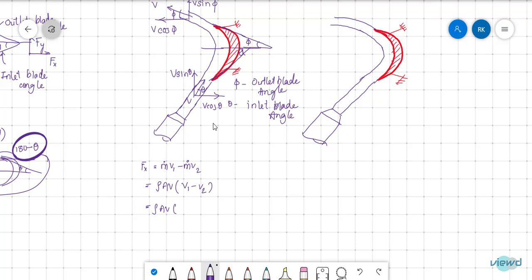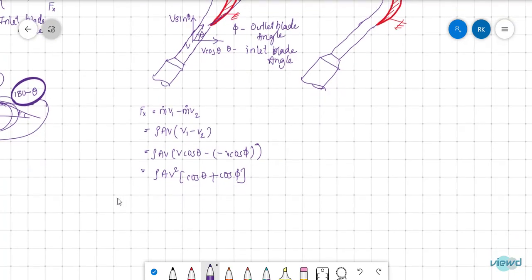What is entering velocity? That is V cos theta. V cos theta minus what is v2? The x component of leaving velocity, that is V cos phi. So minus V cos phi, since the direction is opposite to the inlet one. So rho A V square cos theta, taking V common, cos theta minus into minus plus cos phi. So this is the Fx.